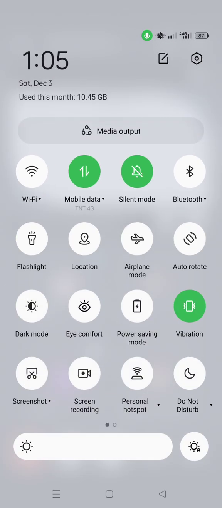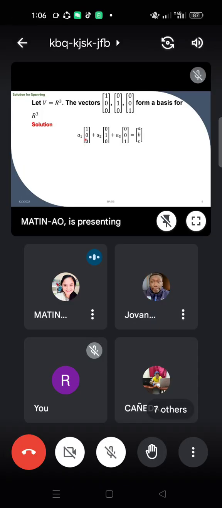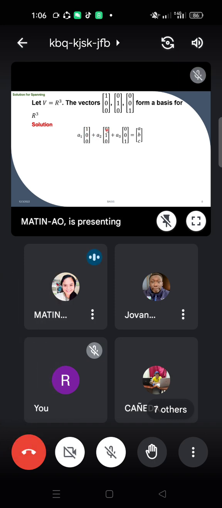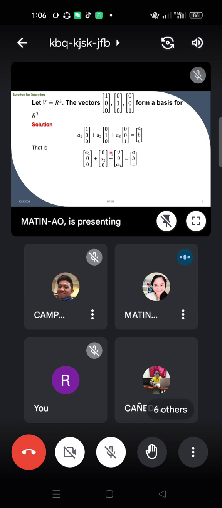How about the spanning? So, solution for the spanning. Let's say a sub 1 times the vector (1, 0, 0), plus a sub 2 times (0, 1, 0), then a sub 3 times (0, 0, 1), must be equal to (a, b, c). Okay? Then it can form any vector in R3. So, that's spanning.